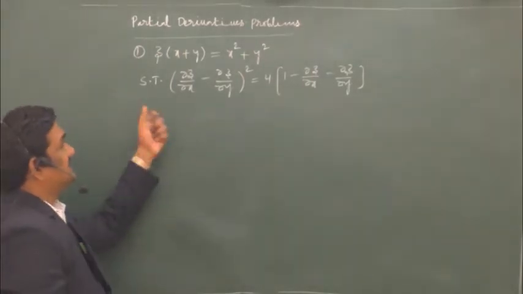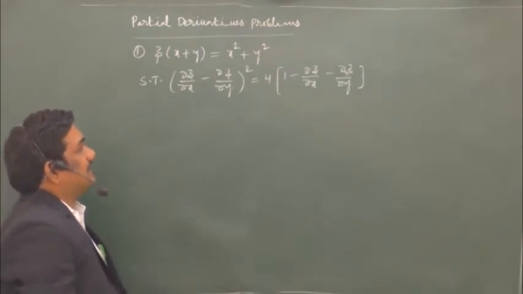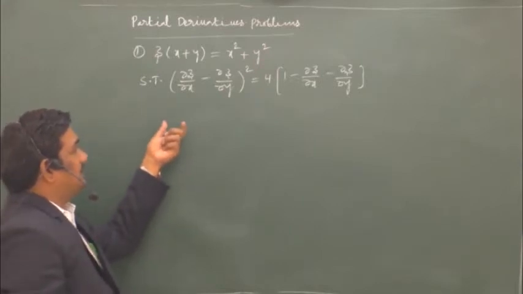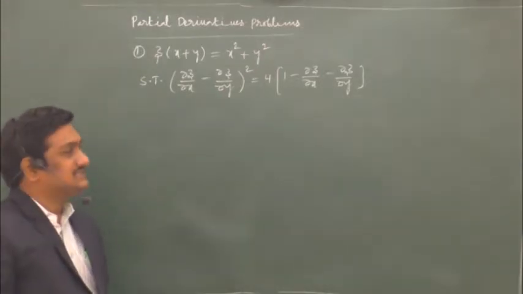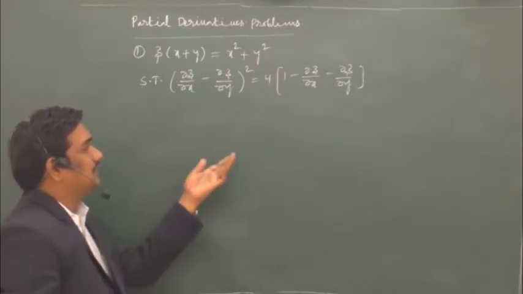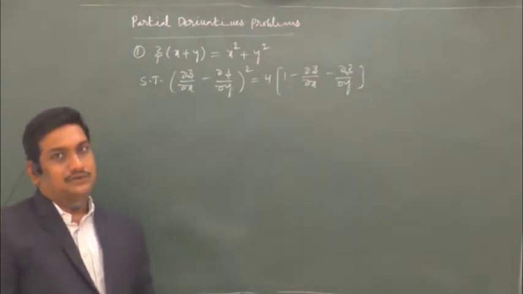Now let us do a problem on partial derivatives. Say function is given z into (x plus y) equals x square plus y square. You need to verify (∂z/∂x minus ∂z/∂y) whole square is equal to 4 into (1 minus ∂z/∂x minus ∂z/∂y).